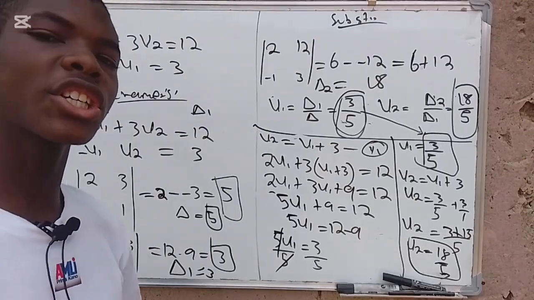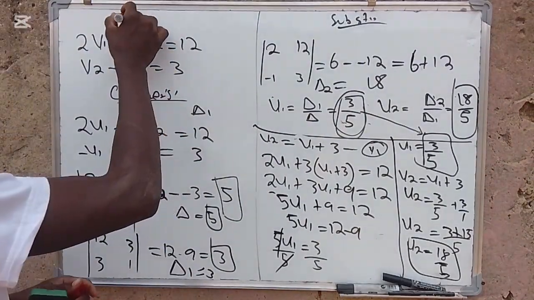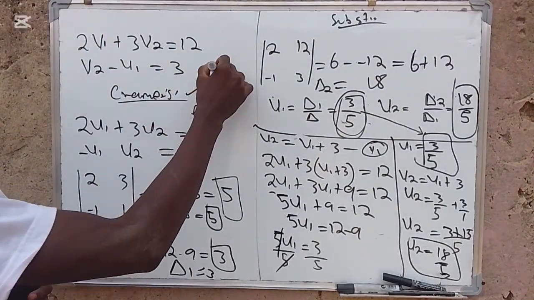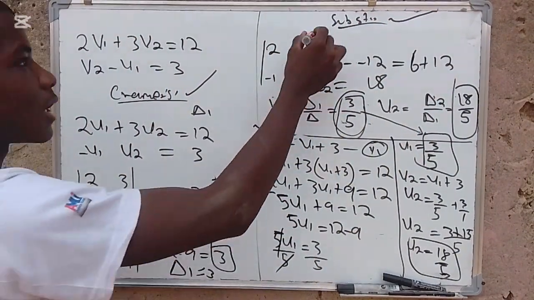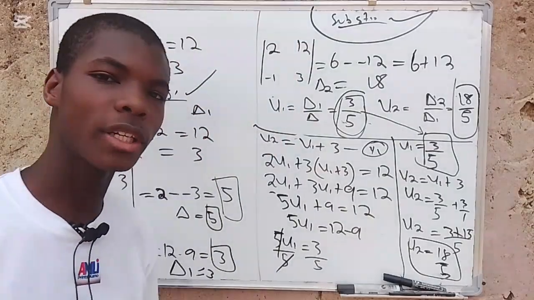Which method did you prefer in this question? Please leave it in the comment section. If Cramer's rule is very easy, then what about the substitution method? To me, I prefer the substitution method, but let me hear yours in the comment section.